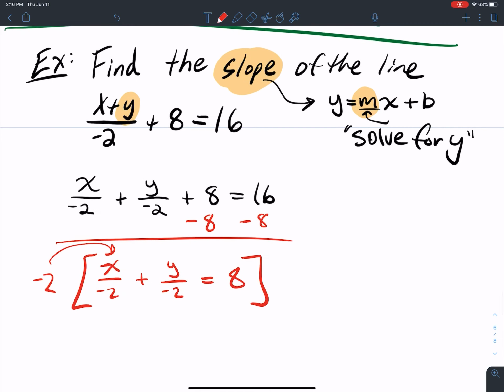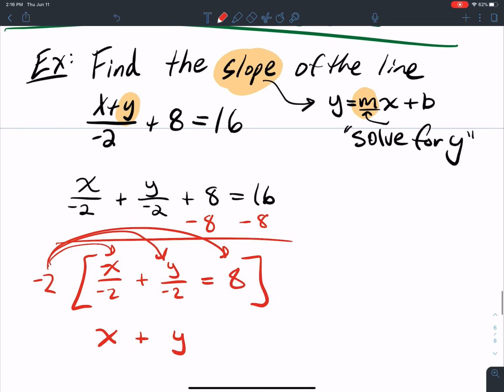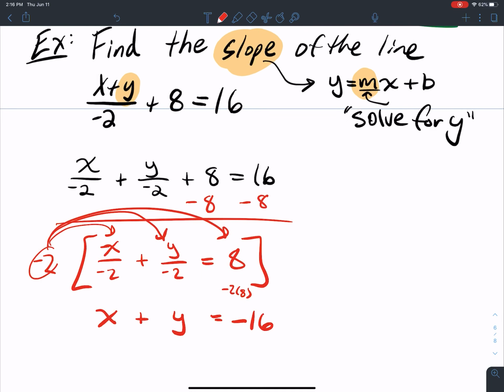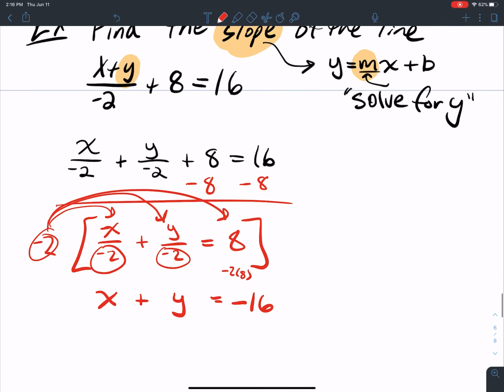And so what does that get me? A negative and a negative makes a positive. Negative and a negative makes a positive. And then negative 2 times 8, what is that? Negative 16. All right, do y'all see how the negative 2s here canceled? Okay, cool. So if you're having trouble seeing that, when you multiply negative 2 and x over negative 2, this negative 2 and that negative 2 cancel each other out, and you just get 1. That's why it's 1x and 1y.